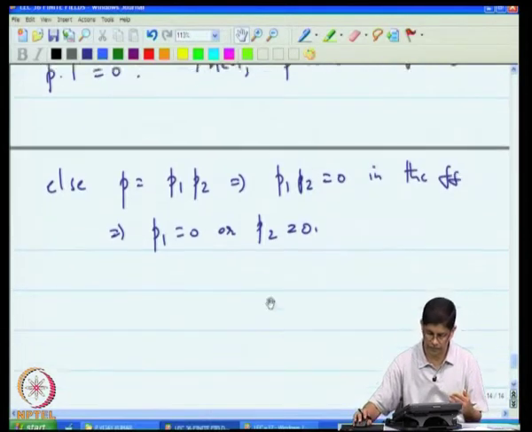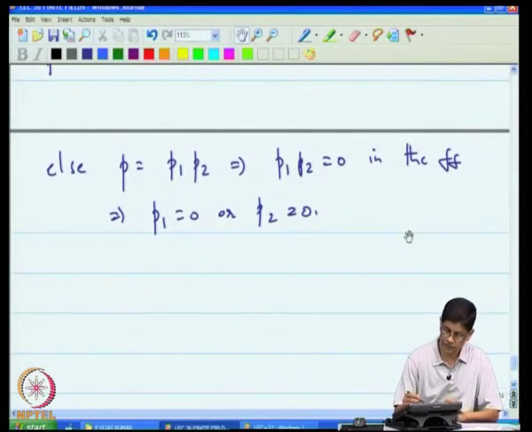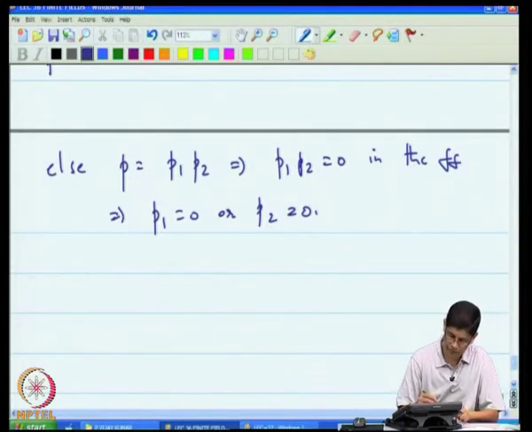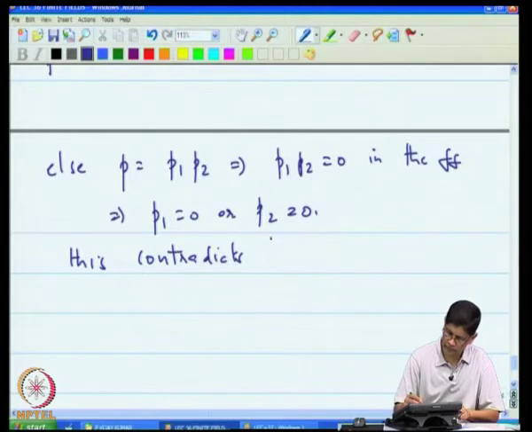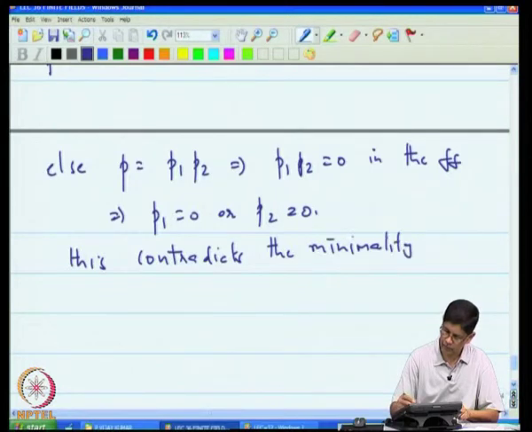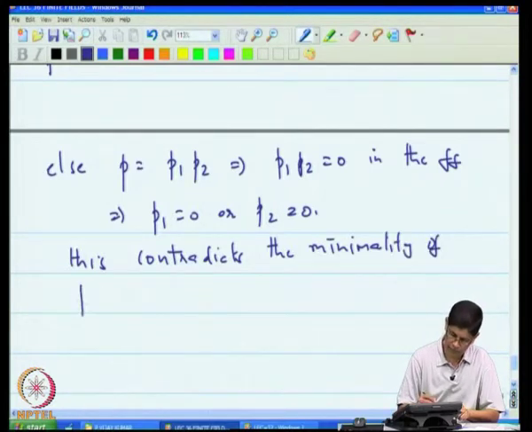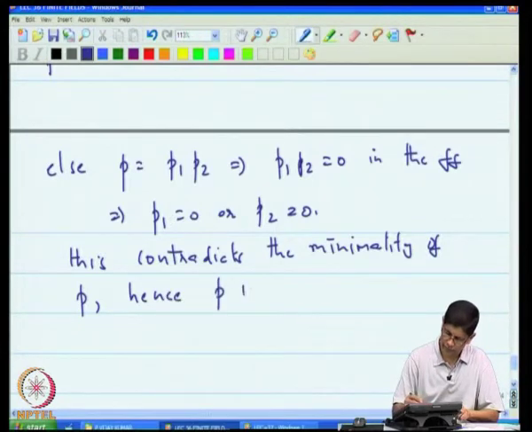So that is a contradiction, because we assumed that p was the smallest integer with this property. So this contradicts the minimality of p, hence p is prime.